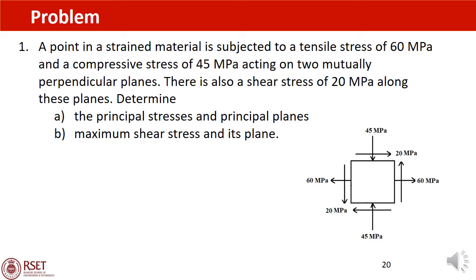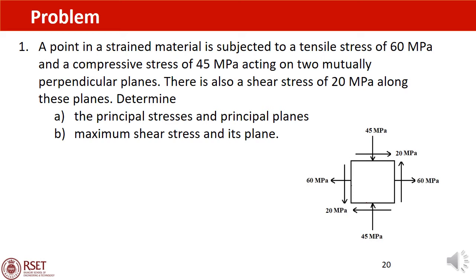Now we will solve a numerical problem from this topic. The question is like this: a point in a strained material is subjected to a tensile stress of 60 megapascal and a compressive stress of 45 megapascal acting on two mutually perpendicular planes. There is also a shear stress of 20 megapascal along these planes. Determine A. the principal stresses and principal planes, B. maximum shear stress and its plane.